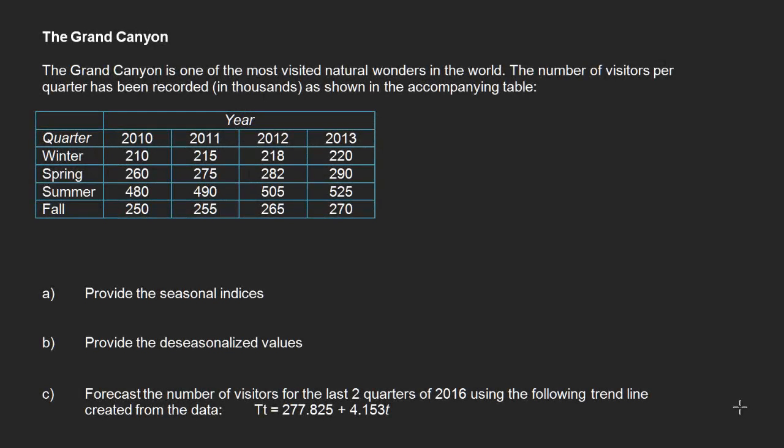This is a very typical time series question. This is the sort of thing you can expect to have to do on the exam. It's a question that deals with seasonal data. I can spot that, well, partially by looking at what I see here in the questions themselves. Provide the seasonal indices, provide the de-seasonalized values. These are words that they would only use when you have seasonal data.